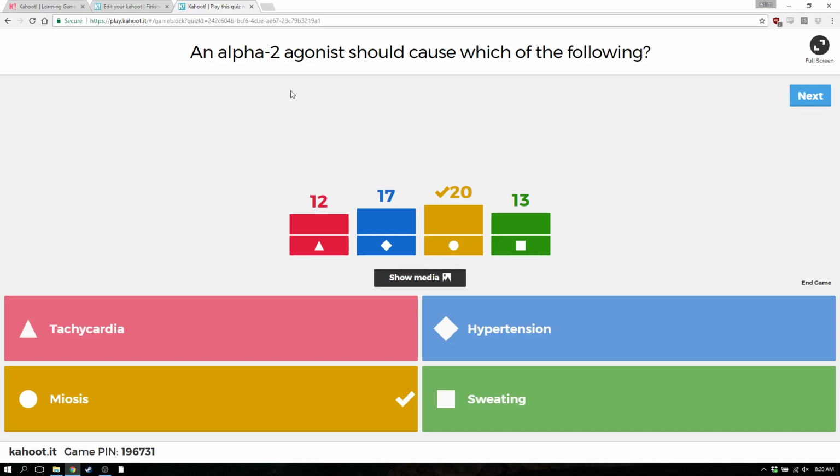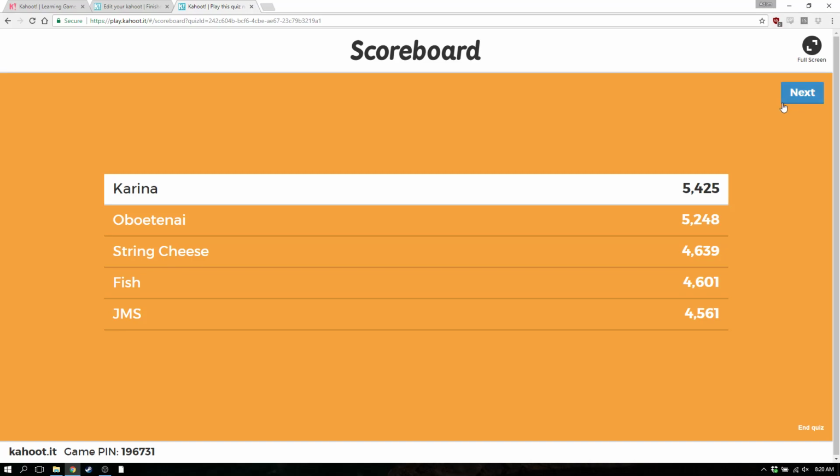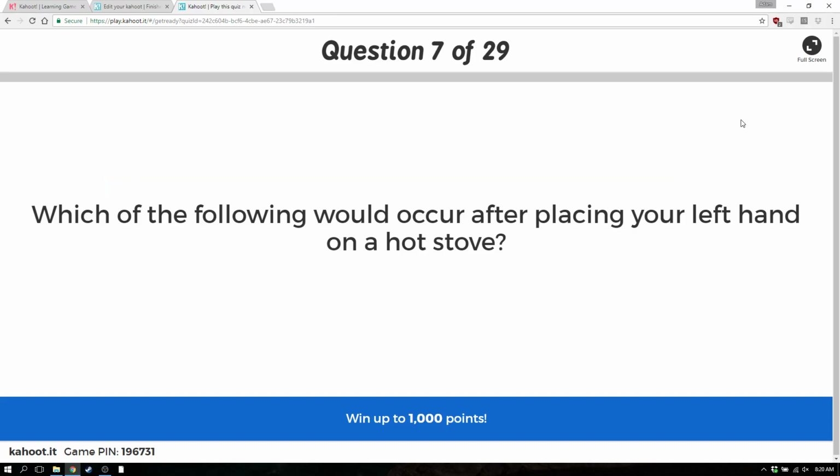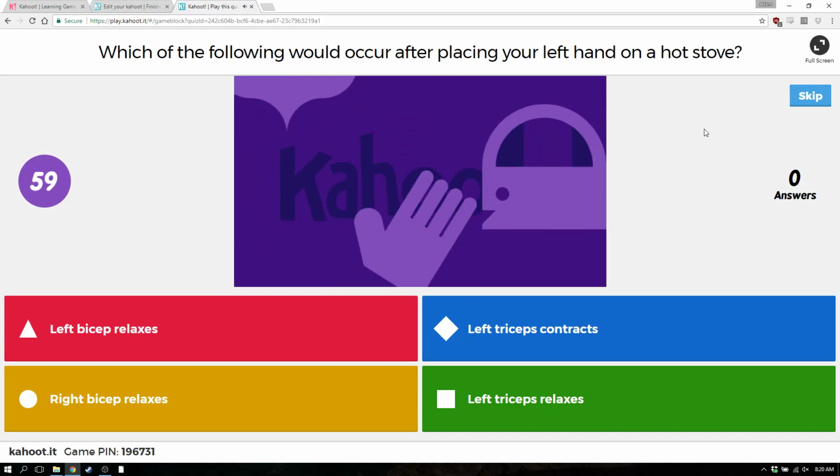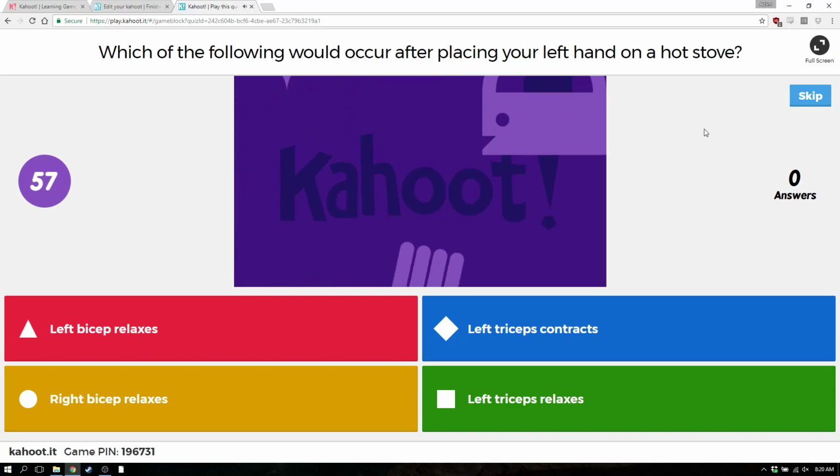Mm-hmm. All right. Move on. These are the kind of questions that might pop up on an exam that might be like tomorrow. So have a good understanding of these relationships. Which of the following would occur after placing your left hand on a hot stove? Remember that reflex we talked about?